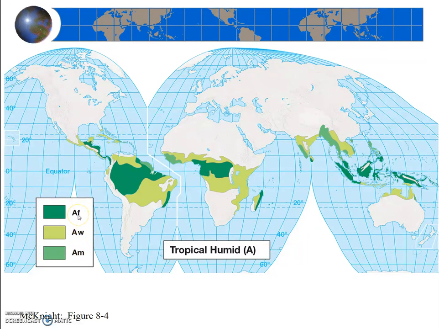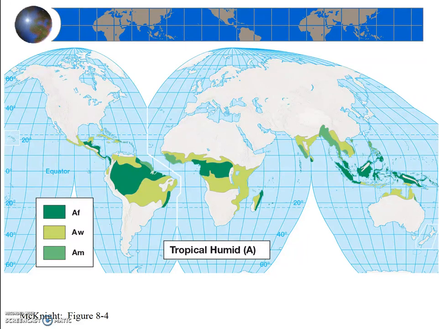We have tropical wet, tropical savanna that has a winter dry season, and tropical monsoon that has really intense summer rainfall. Take a moment to study their distribution and see if you can come up with any generalizations on your own. All right, we're going to answer those three questions roughly on just the basic A climates here, not the subtypes. So first of all, where are they located?